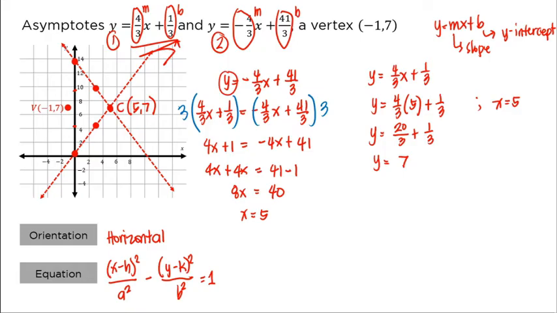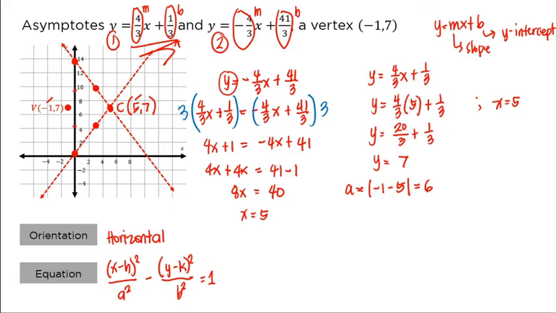Okay, so we now have the values of h and k. What's left is the value of a and b. For a, since we have the vertex and the center, we can solve for a. Since they are horizontally aligned, a now will be equal to the absolute value of the difference of the x coordinates, which are negative 1 and 5. So we have negative 1 minus 5, that is equal to negative 6. Absolute value of negative 6 is 6, right?